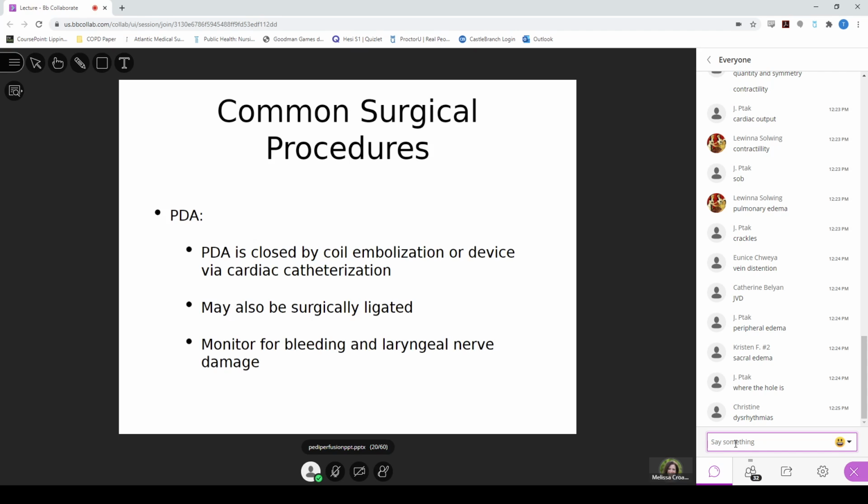After they're surgically ligated or closed with the staple, you do have to monitor them for bleeding and any laryngeal nerve damage, because you're so close right there to the nerve whenever you go in. They'll also have chest tubes when they come out. You have to make sure the chest tubes are functioning properly.